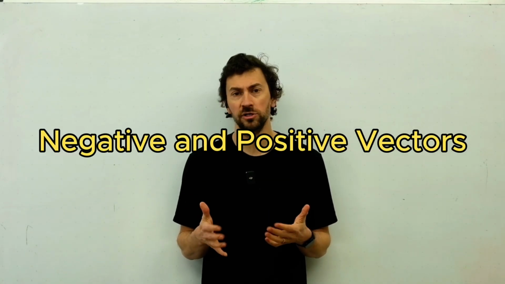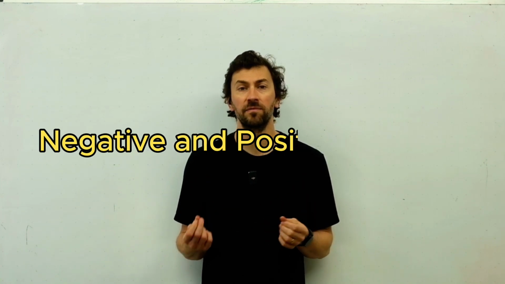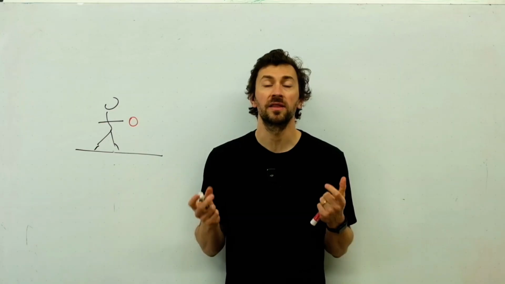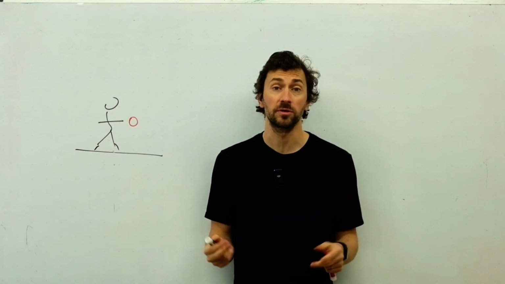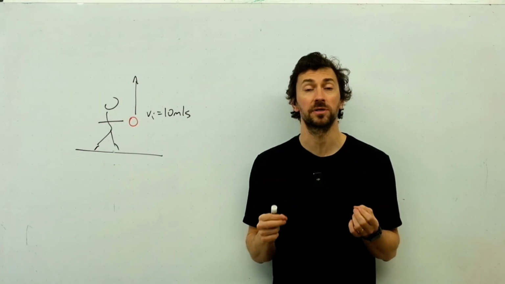In kinematics questions, we're always dealing with vectors, and often we use a convention of negative and positive. So let's imagine that there's a guy with a ball, and he throws it upwards. So he throws it upwards with an initial velocity of 10 meters per second.